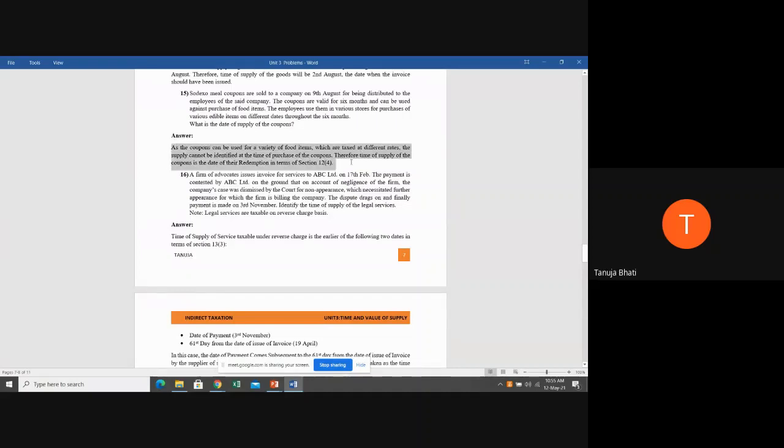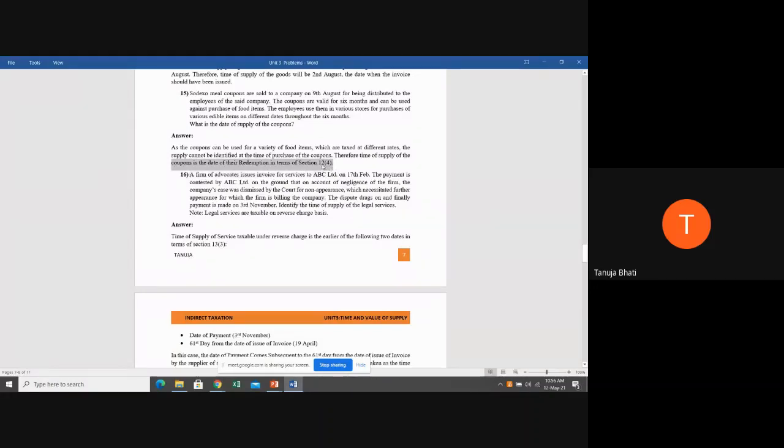As the coupons can be used for a variety of food items which are taxed under different rates, we don't know which food item that particular employee is going to redeem against. So the supply cannot be identifiable at the point of purchase of the coupons. Therefore, time of supply of coupons is the date of redemption. As per which section? Section 12 subsection 4.